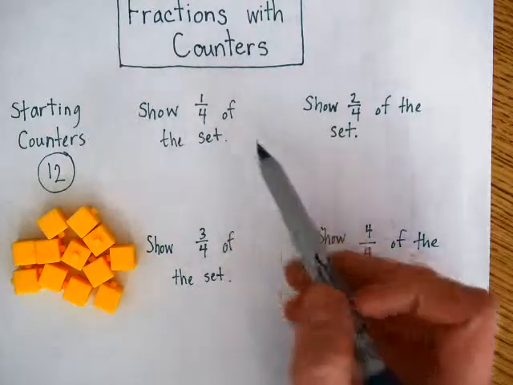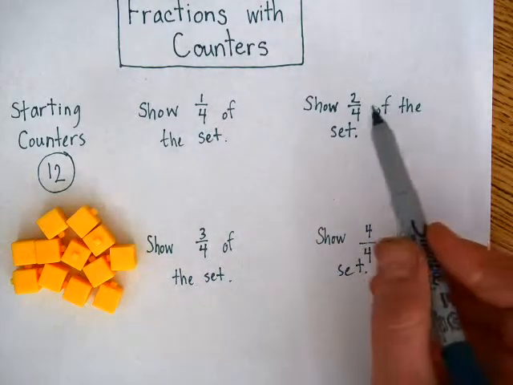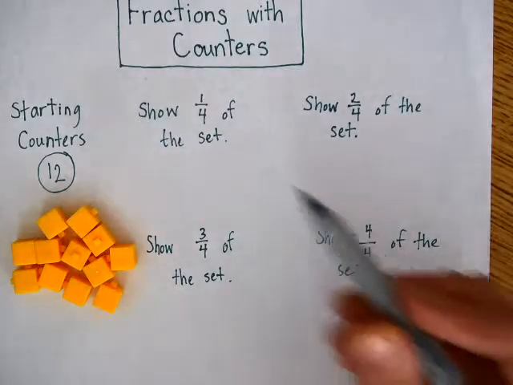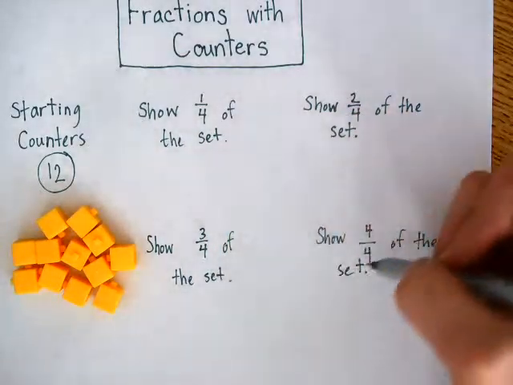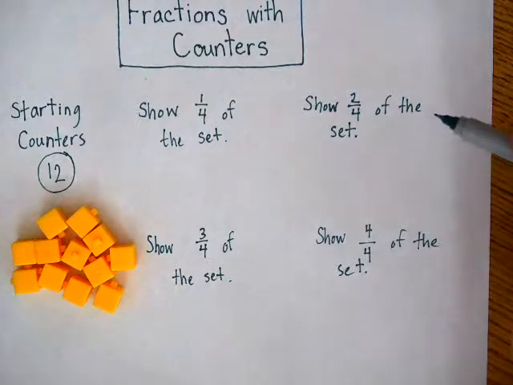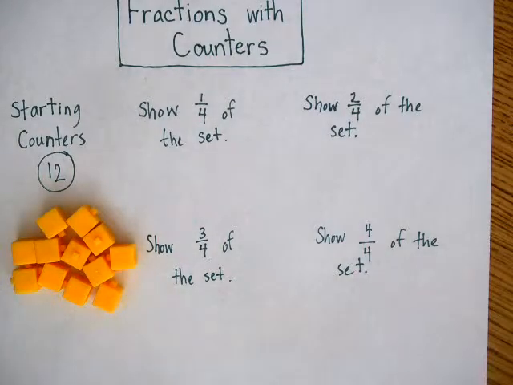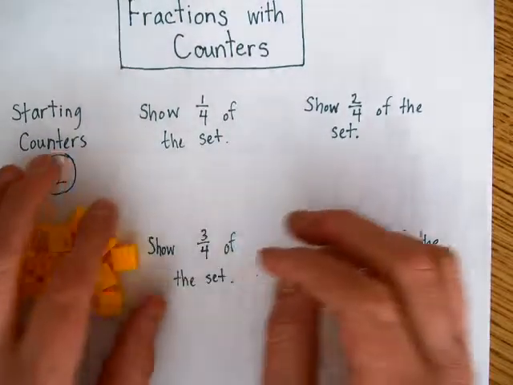So for example, this says show 1/4 of the set, show 2/4 of the set, show 3/4 of the set, show 4/4 of the set. In each of these questions, I know that I need to have 4 groups, okay, of equal numbers. So I'm going to have to split this number of counters up into 4 groups. And one easy way to do that is to go just like this.